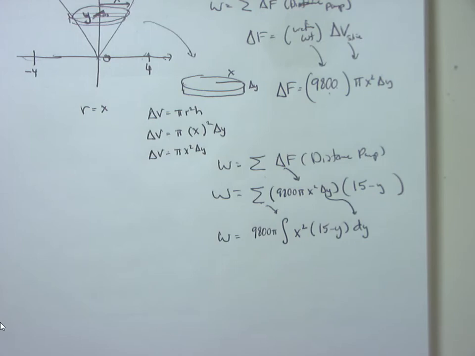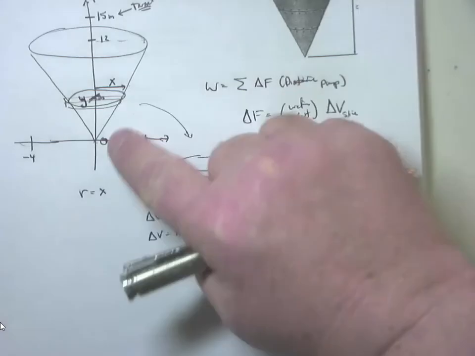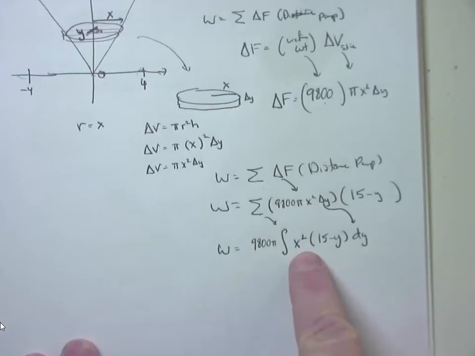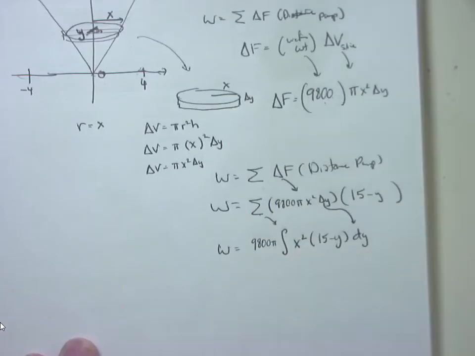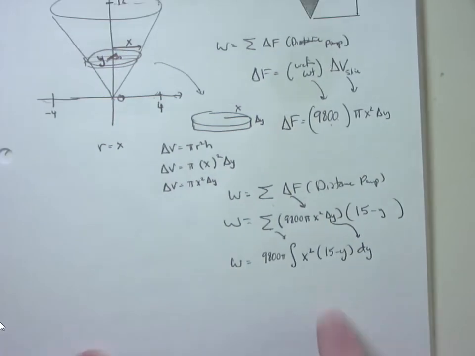And I've got a problem. What's my problem in this one? The problem is my tank is on a slant. And because your tank is on a slant, you've got an x variable in the middle of my integrating with respect to y. I've got to get rid of that x variable. And how you do that is very simple.